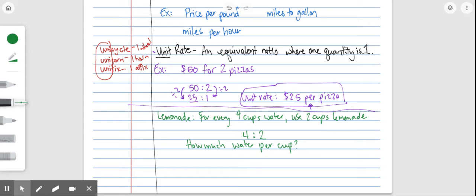All right. So my question is, how much water per cup of lemonade? Oops, I forgot to write of lemonade. Okay. So that means if this first number is water, and the second number is lemonade, then I want a ratio where the second number is 1. Okay? Because it's got to stay the same order. So if I have 4 cups of water for 2 cups of lemonade, how many cups of water do I have for 1 cup of lemonade?